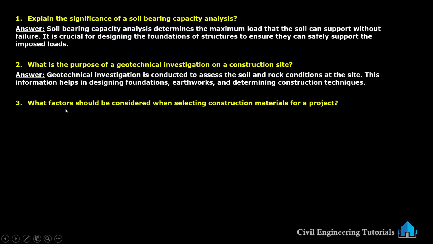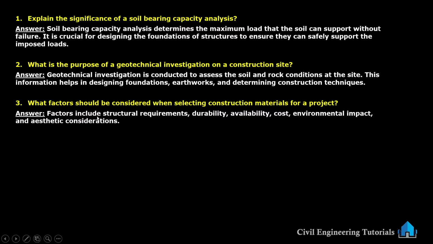What factors should be considered when selecting construction materials for a project? Factors include structural requirements, durability, availability, cost, environmental impact, and aesthetic considerations.